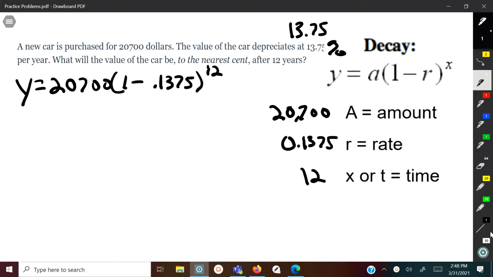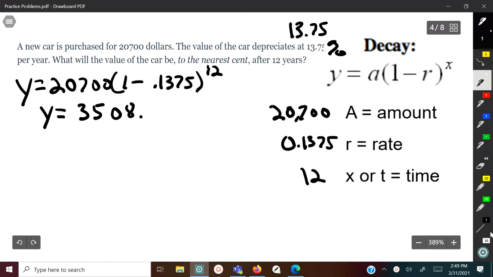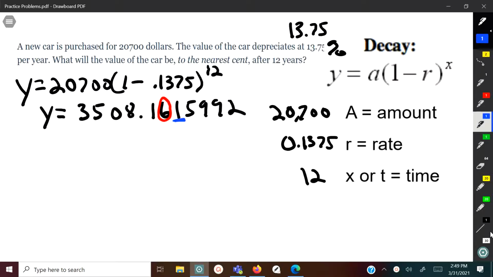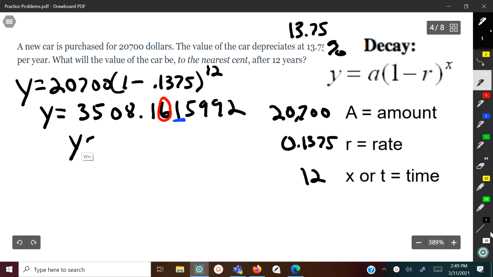Okay, then you just type this in your calculator, and once you do, you get Y is equal to 3508.1615992. Okay, now since it's dealing with money here, they want to round to the nearest cent. Okay, and the nearest cent is 2 decimal places. Alright, so we're looking at the 6, but we'll look to the number to the right of it here, and it's 4 or less, so we let it rest. So we're going to keep that at Y is equal to 3508.16. Let it rest.